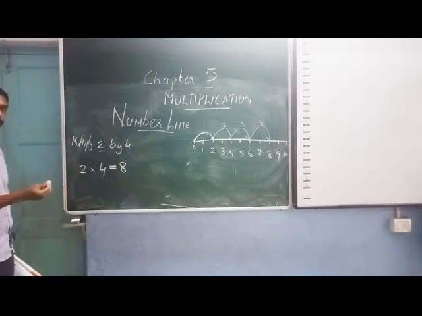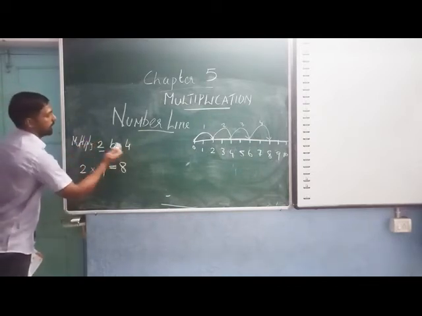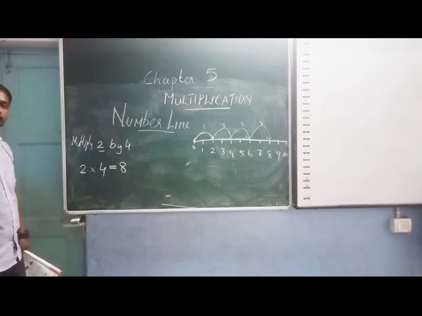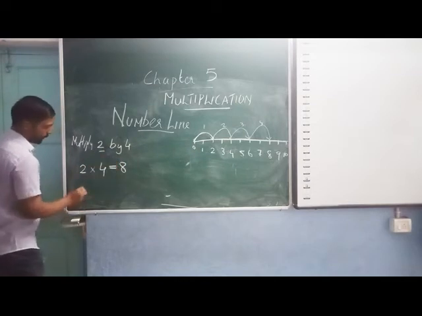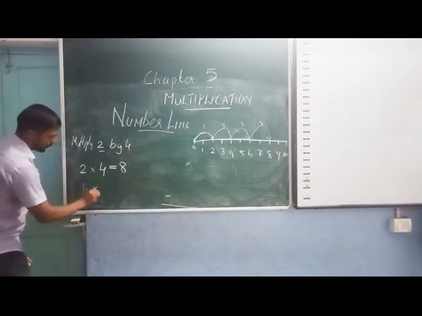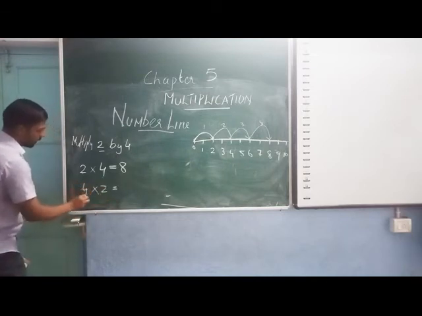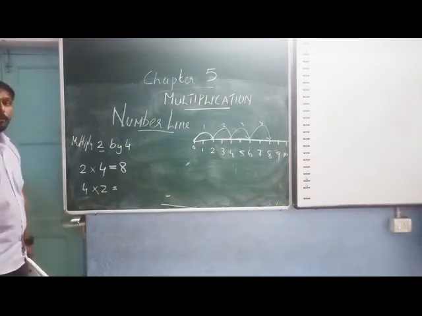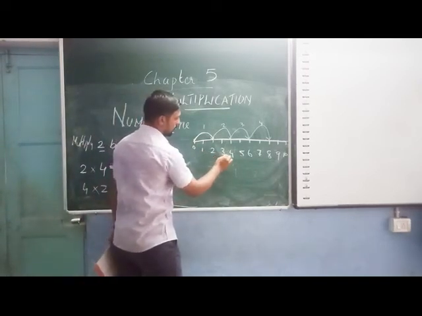The property of multiplication is that even if you change the numbers between this side and that side, the answer will always be the same. So let us see 4 into 2. Here the number of places to jump is 4, and how many times should it be jumped? 2 times. So let us say 1, 2, 3, 4.